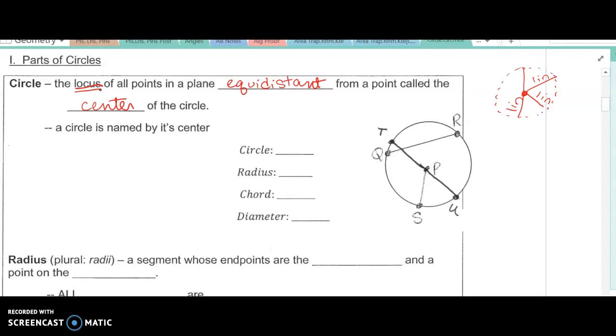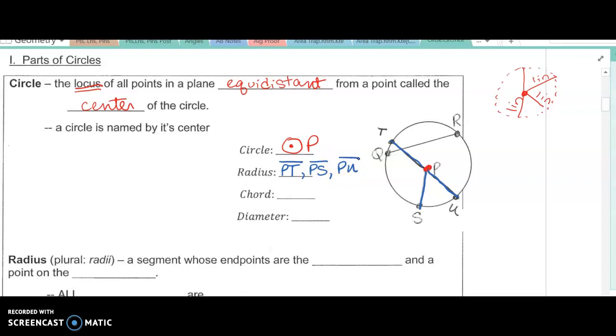So to name a circle, we name it by its center. P would be the center. It might be a little wonky in this picture, but the circle symbol is a circle with a dot in the middle, and then you write the P. A radius, we know, would be anything that goes from the center to the rim of the circle. So PT would be a radius, and you treat it like any old segment with the segment symbol. PS would be 1, PU would be 1.